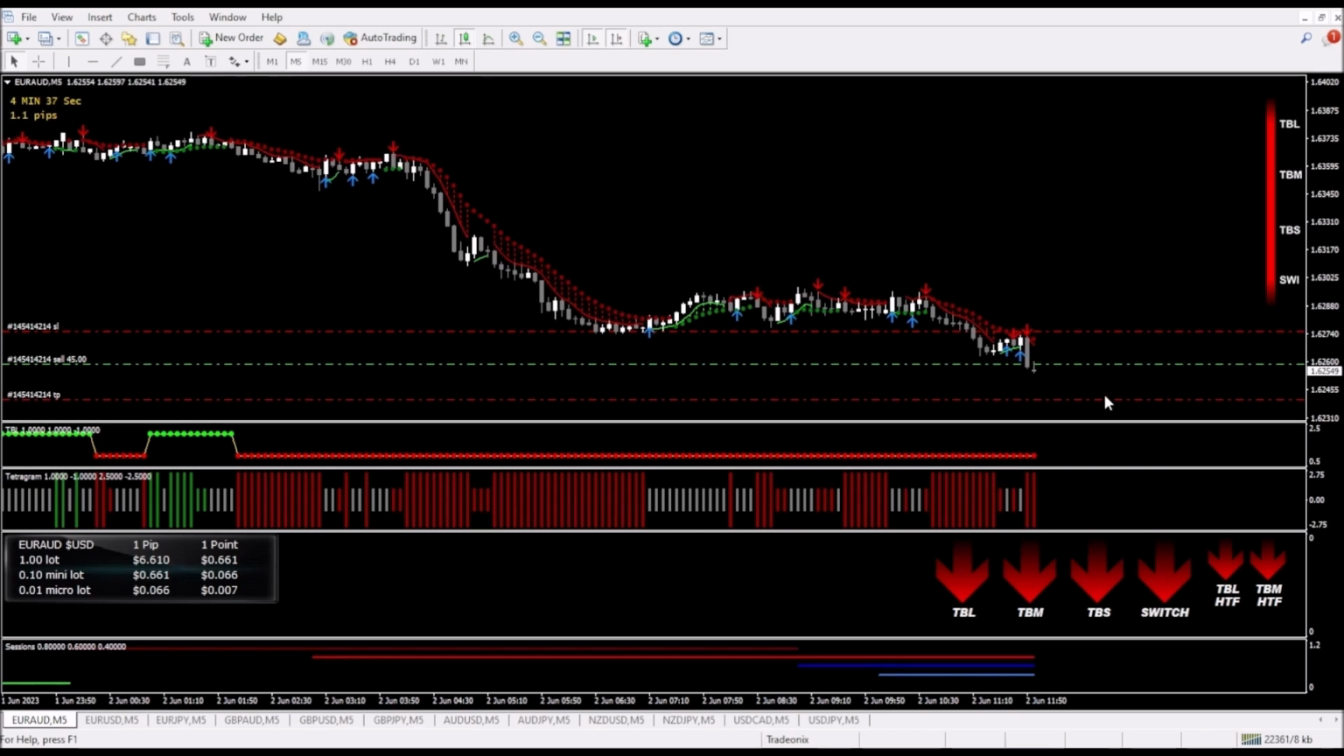The reason we're in this trade is we've got these red dots, this string of red dots across the top. This is the TBL. This is the direction that we're trading. It is telling us to go short because it's red, so we are going short.